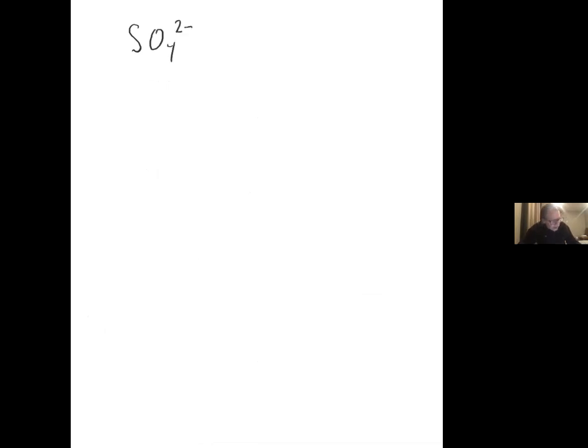Okay, the sulfate ion has a sulfur in the middle and then 4 surrounding oxygens. Again, I'm not going through all the, well, you know what, with this one, let me go through all the individual steps like we've learned to do Lewis structures. Sulfur is in group 6A, so it has 6 valence electrons. Oxygen is also in group 6A, and so it has 6 electrons. There's 4 of them, 4 oxygens.